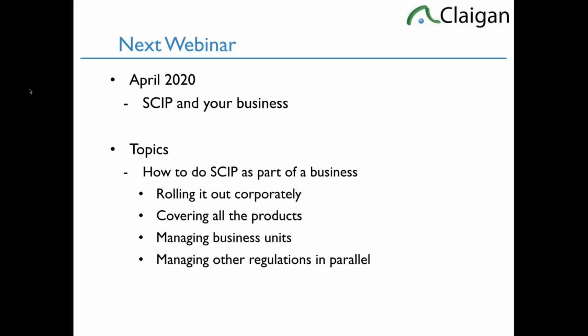But we're going to talk about rolling out corporately, how to cover all your products, how to manage business units, and, more importantly, how to give them a target. You might find this difficult to take in, and you might not be doing all the work yourself. So what is the target you have for each product? The business units or yourself can complete it, saying, I have these building blocks, and all I need for each product is to build this template. And how to manage other regulations in parallel. There's some commonality. So that's the one probably for next week.